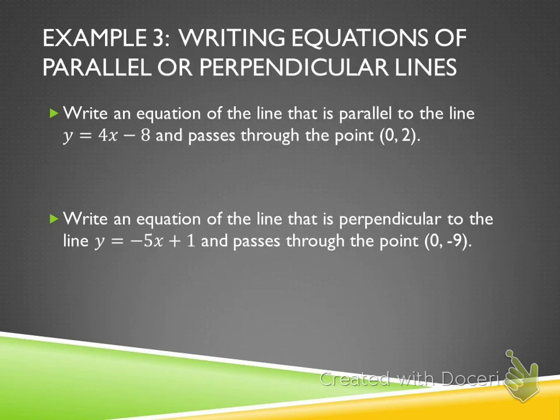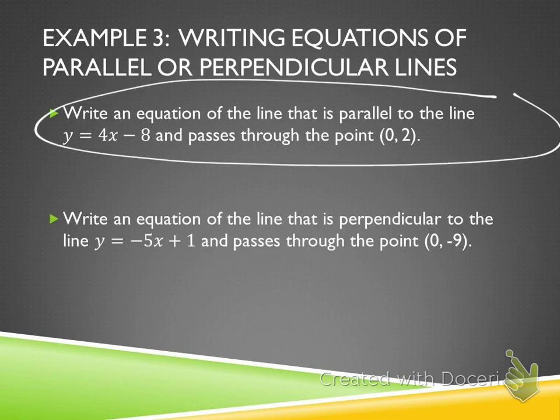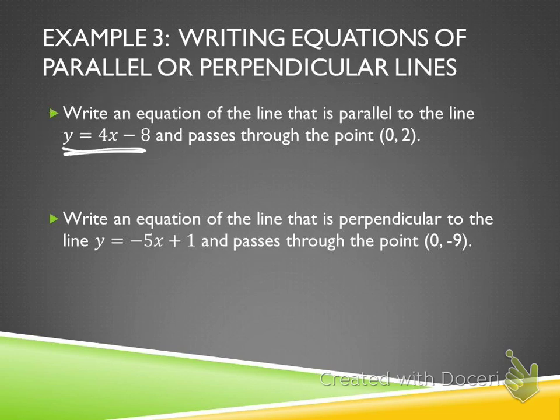Now in example 3, this first one represents a section on your homework. So on your homework, it's going to say the lines are parallel. Here's your equation. Here's your ordered pair. Now write the equation of the parallel line. And then you'll have a section for perpendicular lines. So we're going to do one of each.